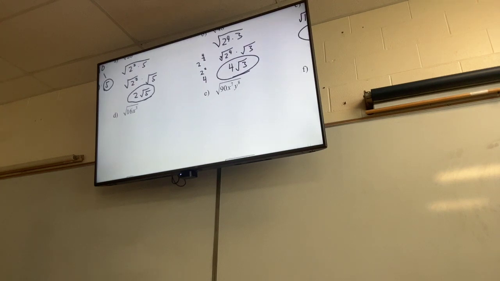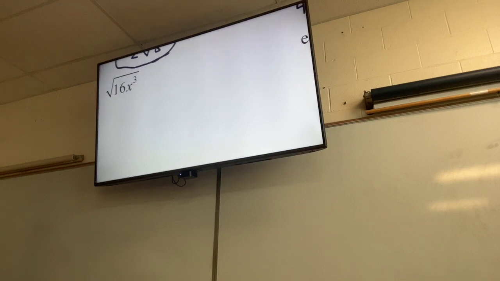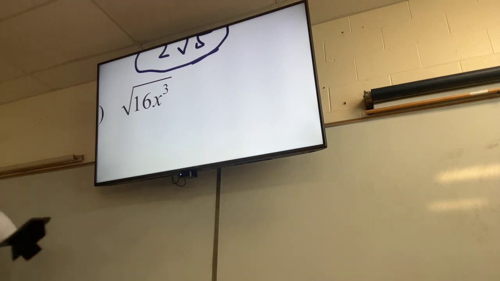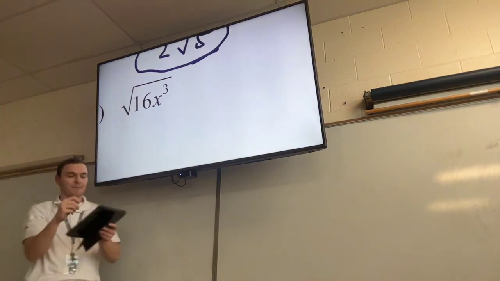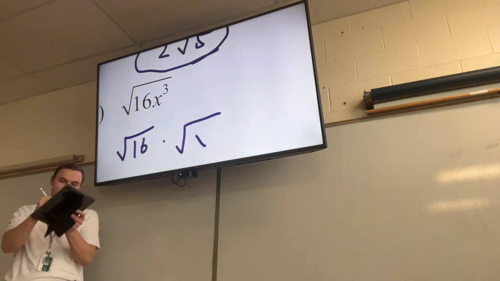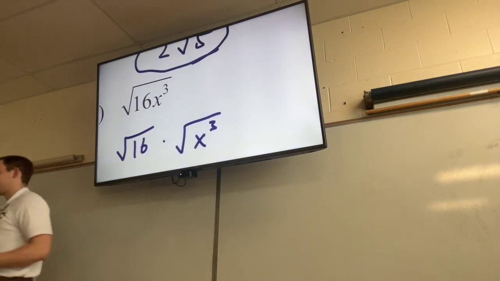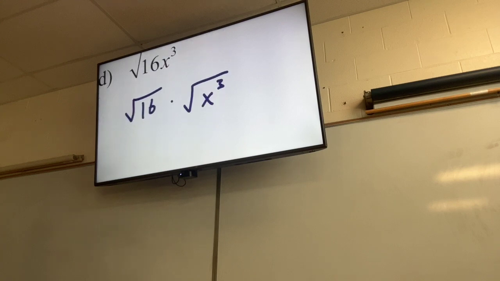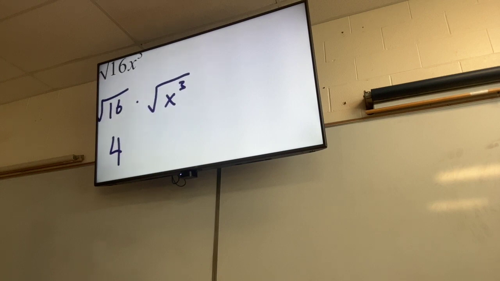All right, D. If there's a lot going on, just break it up. Square root of 16, easy money. It's 4. Square root of x cubed. We run into a little problem there, right? What's going on? You can't do 3 divided by 2, can you?